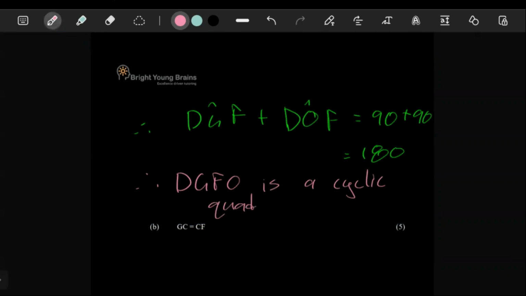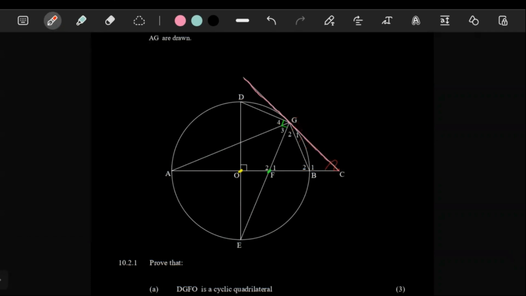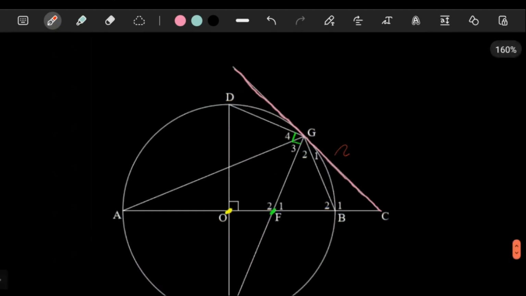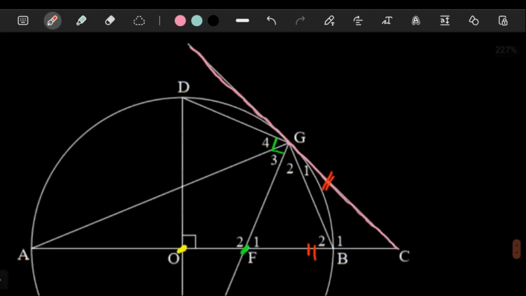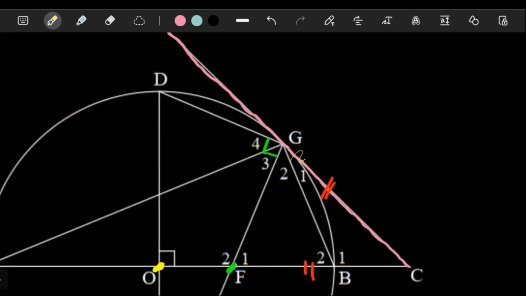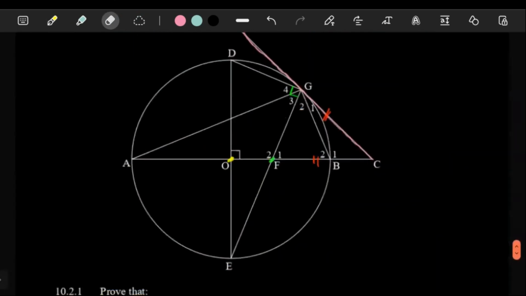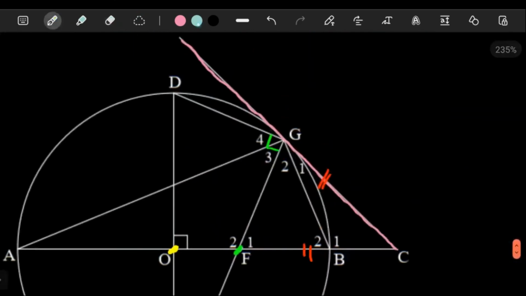The next question needs you to prove that GC is equal to CF. Where is GC? GC equal to CF. You need to prove that these are equal. There are different ways to do it, but if you can show that this angle is equal to this angle, you will be home free. But let's check our mark allocation. It's a 5-mark question. So yeah, it's not playing games, this question. It's not playing games at all.